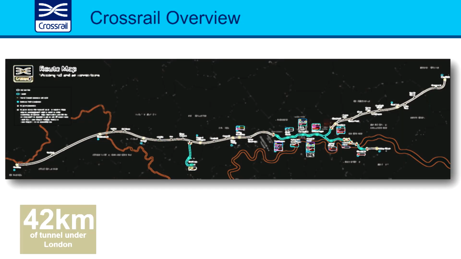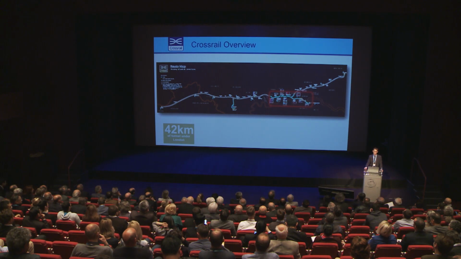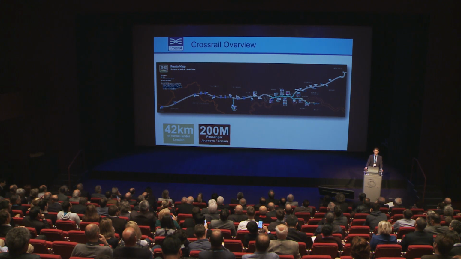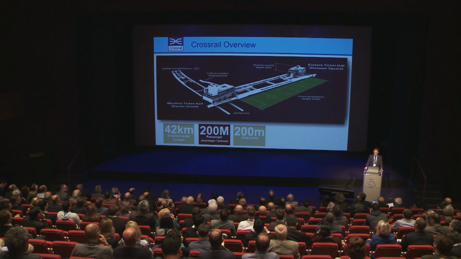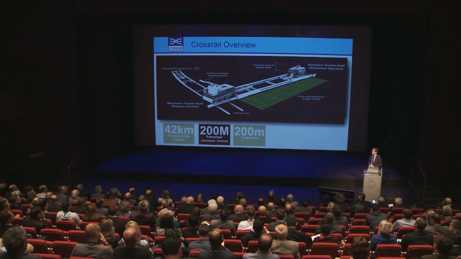So Crossrail is a project that runs from east to west across London. In the central section, which runs right under the centre of London, there were 42 kilometres of tunnel drilled. This will eventually lead to 200 million more passenger journeys a year. And these stations are huge when compared to existing London Underground stations. So we're often finding with a lot of the stations, the Crossrail station would span 2 existing London Underground stations.